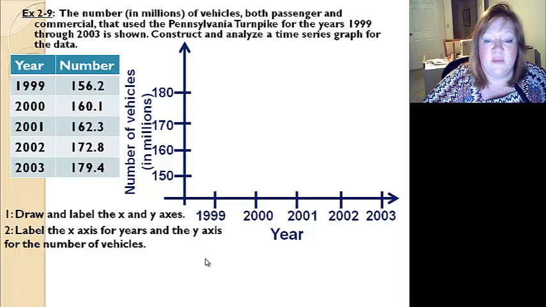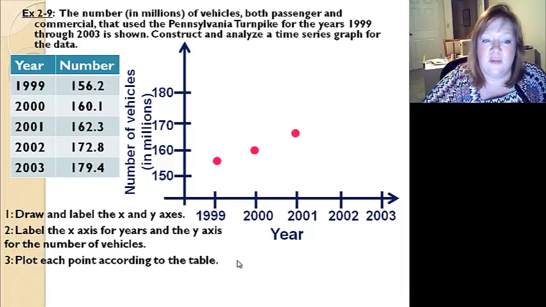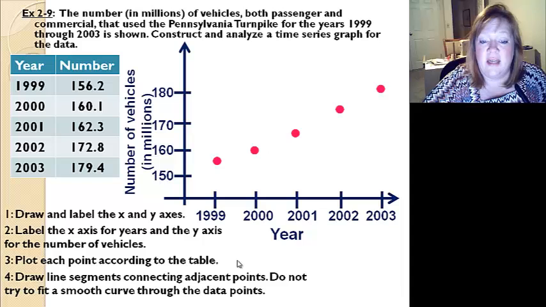So then step 3, ooh yay, points. So 1999, 156.2, you're going to have to guesstimate. And notice these units are equal units apart. It's a nice even round scale. So there's about 156.2. 2000 is going to be up there at about 160.1. Then you got your 2001 at 162.3. Then you got your 2002 and 2003. Step 4, connect the dots. So we're connecting those dots, and then we analyze the graph.